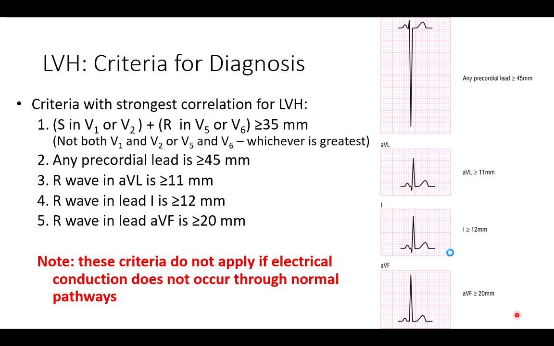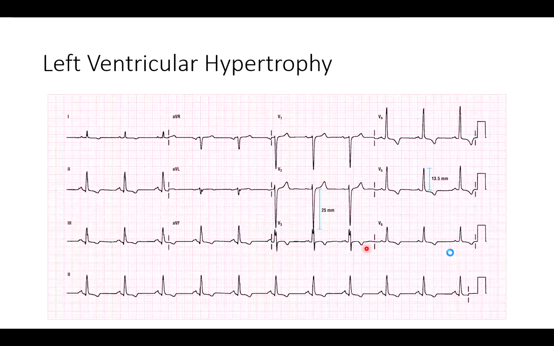Now note, these criteria don't apply if the electrical conduction doesn't go through the normal pathway. If it's an aberrant rhythm or something occurring outside the pathway, I can't look at one of those really large, odd-looking complexes, like I mentioned in a slide a moment ago with a premature ventricular contraction. But if it's a normal pathway, then yeah, these criteria apply. Now remember, on the next slide, we're going to look at this criteria here. So if I look at leads 1 and 2, and I count the number of millimeters, and I add whichever is greatest in 1 or 2, and whichever is greatest in 5 and 6, and I add those up, are they greater than 35?